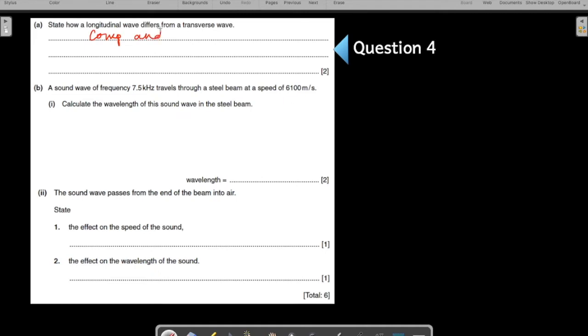and rarefaction, if you're just making this point, you'll not get all the 2 marks, you'll just get 1 mark, right?